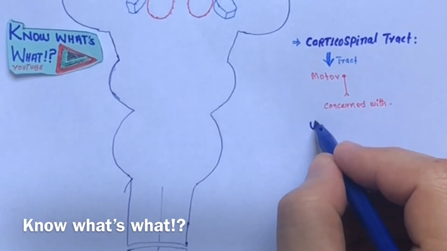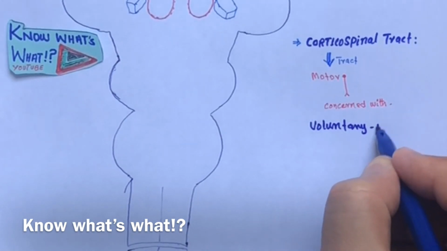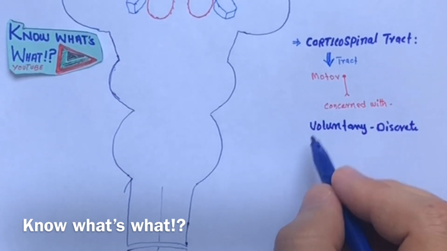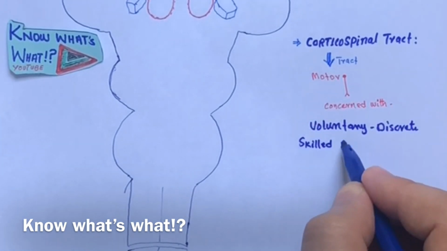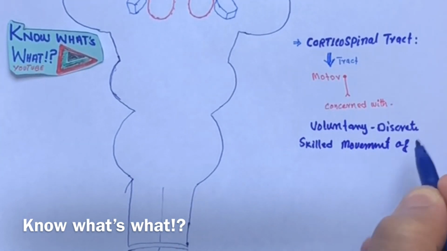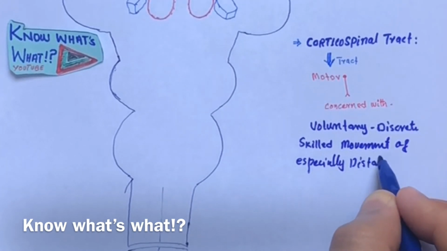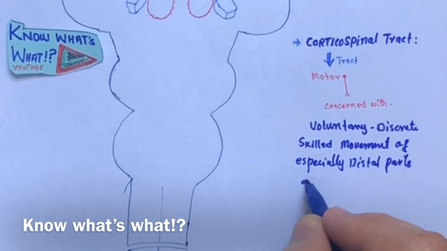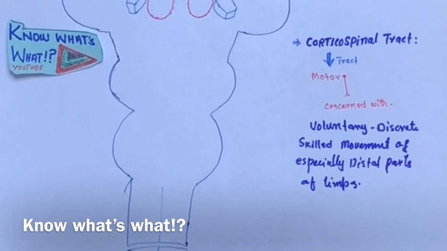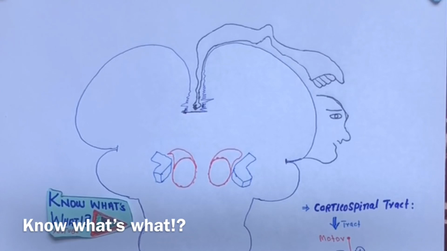Now, what kind of movement are they concerned with? The voluntary, discrete, skilled movement, especially of the distal part of the limbs. So this system sends the fibers down to the spinal cord and then to the muscles. Now, here is a homunculus on the cortex. Different parts of the cortex control different parts of the body: the face here, and then the arm, the trunk, and the limbs.